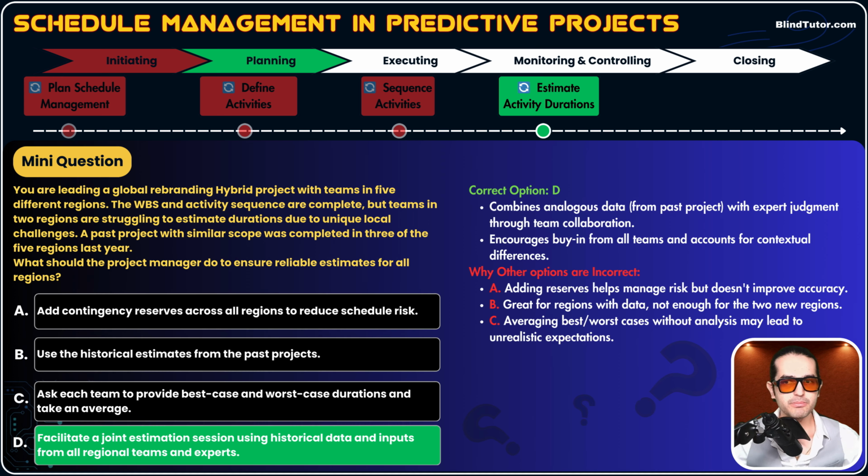Guys, averaging best or worst cases without analysis may lead to unrealistic expectations. How do you want to come up with best case scenario, worst case scenario without getting inputs from experts? We may do worst case scenario, best case scenario, but after applying option D. All of those first 3 options were partially correct, guys, but we went with the best option, the most complete option. This was a very good question.